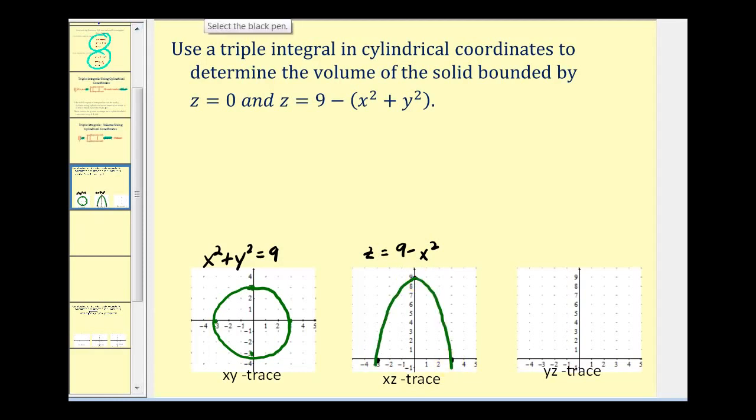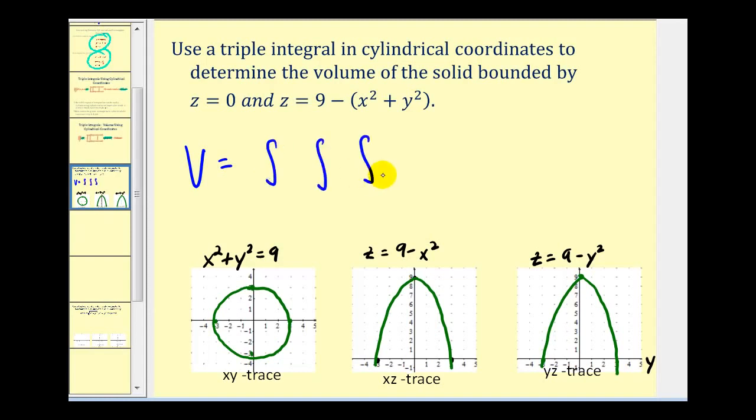And then the yz trace is similar. If we let x equal 0, we'd have z equals 9 minus y squared. So if this is the y-axis and this is the z-axis, the trace would look just like the xz trace. So our volume is going to be equal to the triple integral, where differential V is going to be equal to r dz dr d theta.